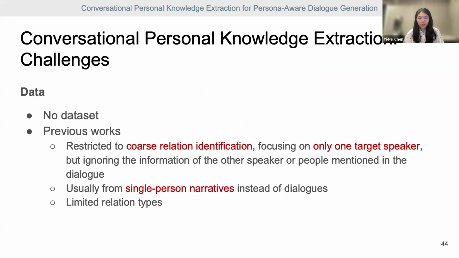However, there are challenges in data and approach for this task. First of all, there is no such dataset at all. Previous work on personal information extraction mainly identified coarse relations and detected the relation for only one of the speakers, which is due to the datasets they used, which is usually single-person narratives rather than real dialogues. So their dataset might be like Twitter posts.